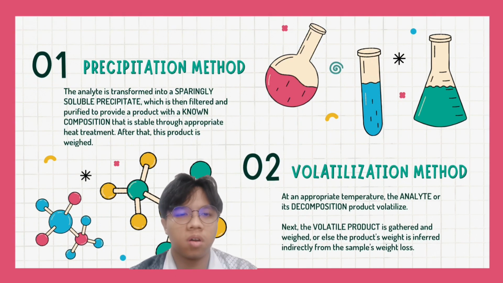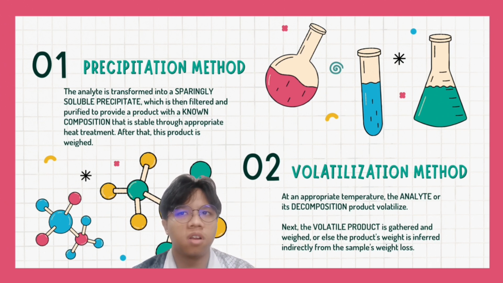There are 4 types of gravimetric analysis. First is precipitation method. The analyte transforms into sparingly soluble precipitate, which is then filtered and purified to provide a product with a known composition that is stable through appropriate heat treatment. After that, the product is weighed.